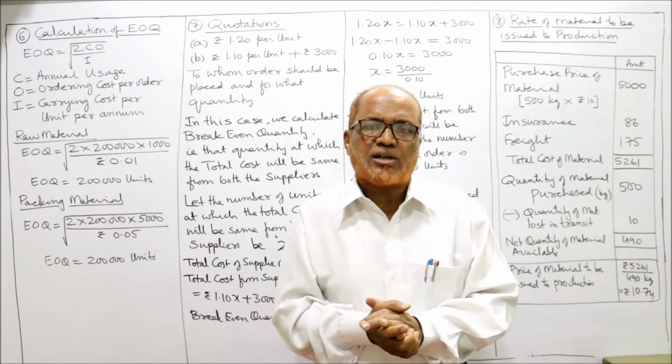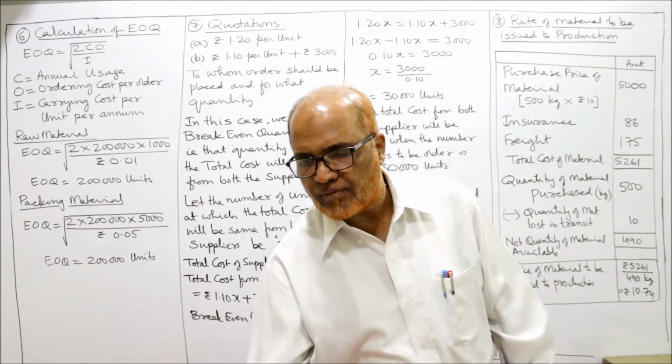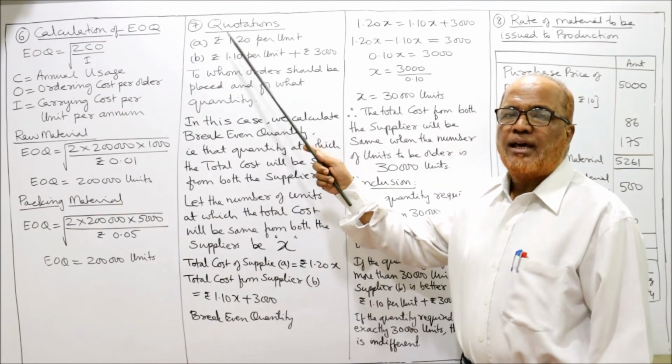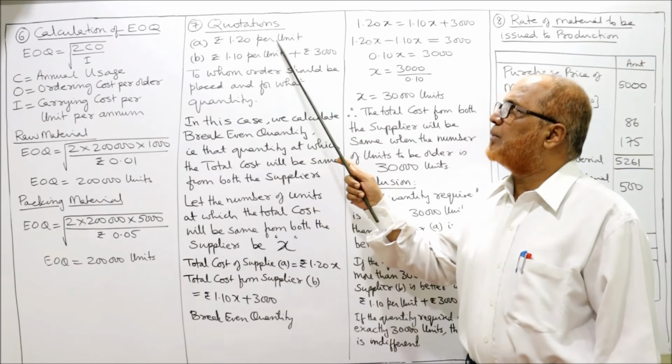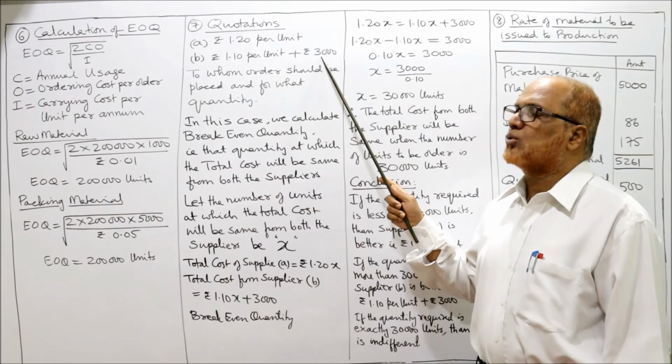That is a clear cut case. Now we have to select any one of the suppliers, A or B. Now see carefully. It's a very logical problem. Try to understand the quotations. A supplier's quotation is 1 rupee 20 paisa per unit. B supplier quotation is 1 rupee 10 paisa per unit plus 3000.